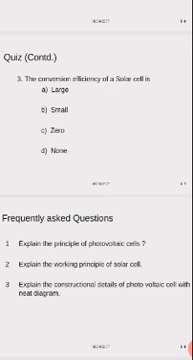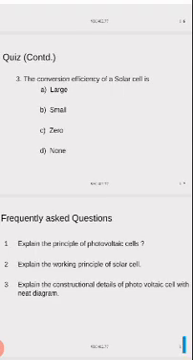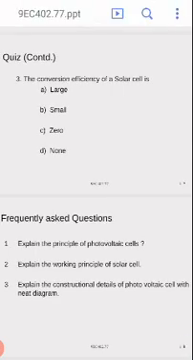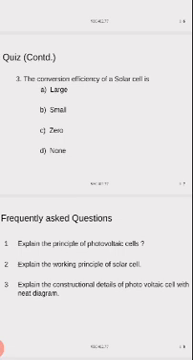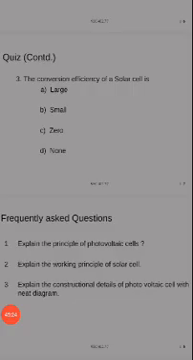So in this class, we discussed clearly about the photovoltaic cell. We discussed some quiz points in this. Basic principle, construction details, and VI characteristics of photovoltaic cell were discussed in this class. And we will discuss the next topic in the next class.